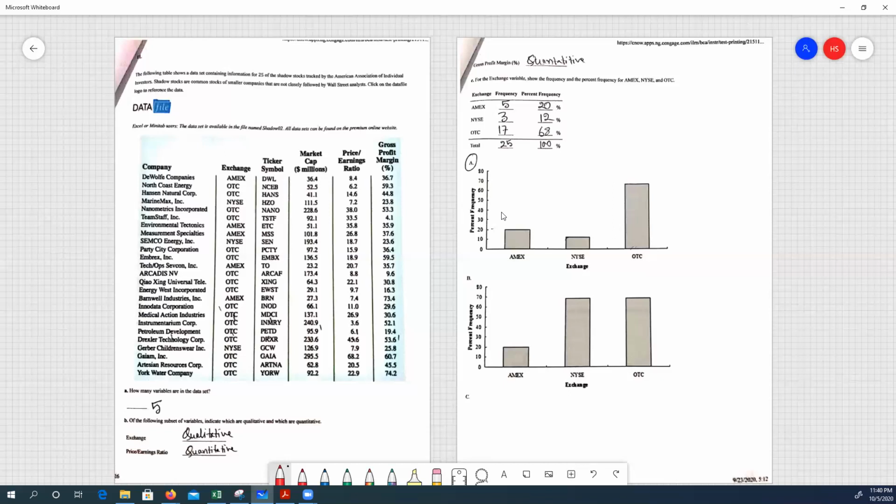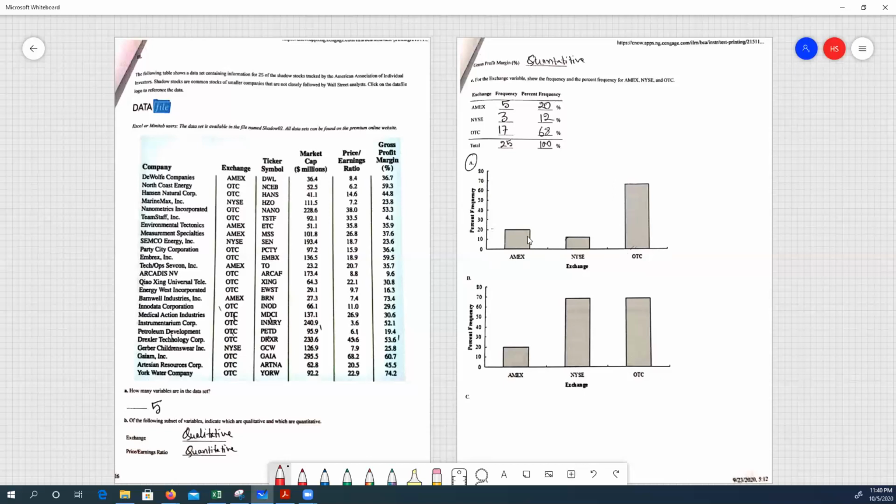Okay. So now you have to find the frequency distribution. Frequency distribution means the values of the variable and their corresponding frequency. So here we have 3 values for exchange, MX, OTC, and NYSE, right? So the values of the variable will be on the x-axis and frequency will be on the y-axis, on the vertical axis. Okay. So here you can see for MX the frequency is 5. Is it correct?